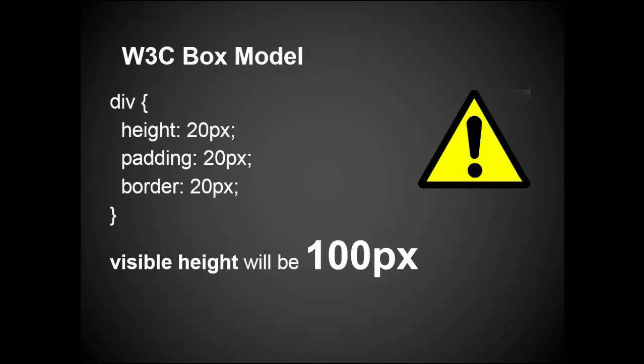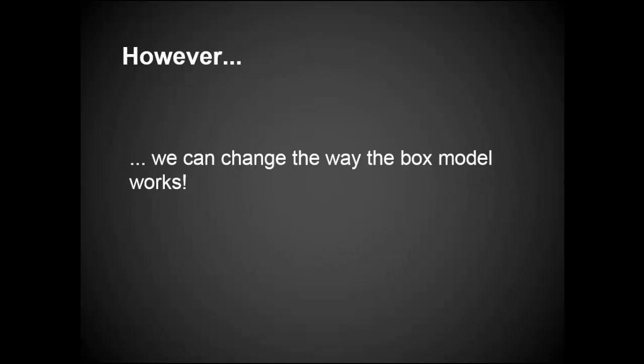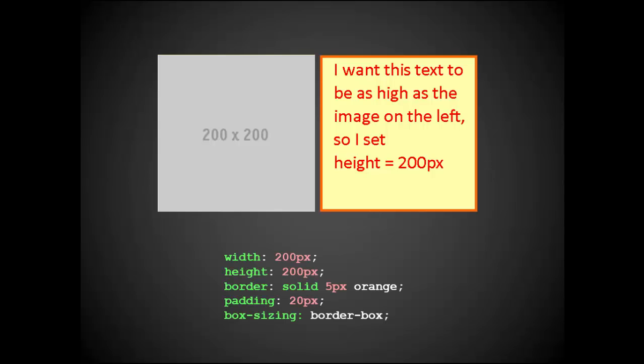However, we can change the way the box model works. How? With the CSS property box-sizing: border-box, meaning that when we define the height of the element, this will be the visible height. All the padding and the border will grow to the inside.